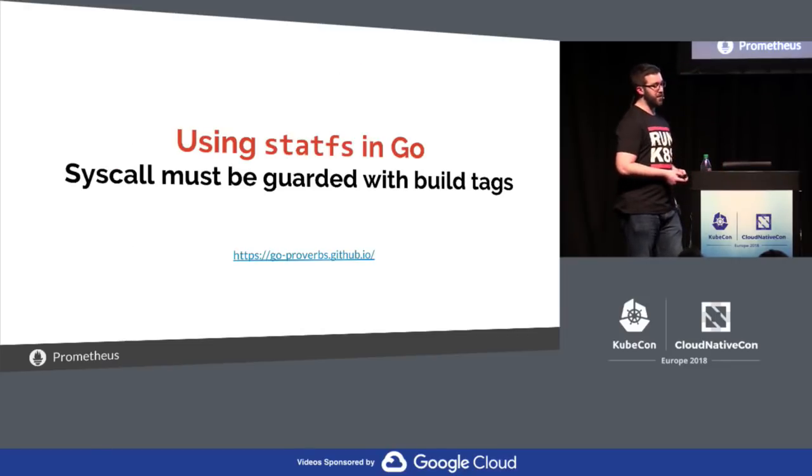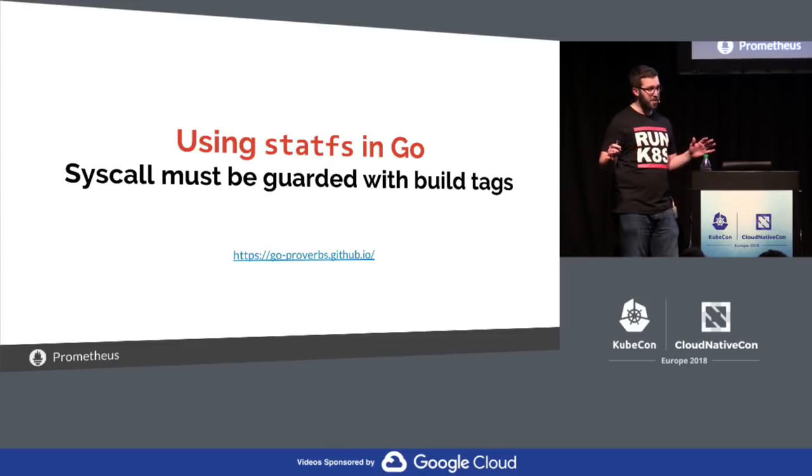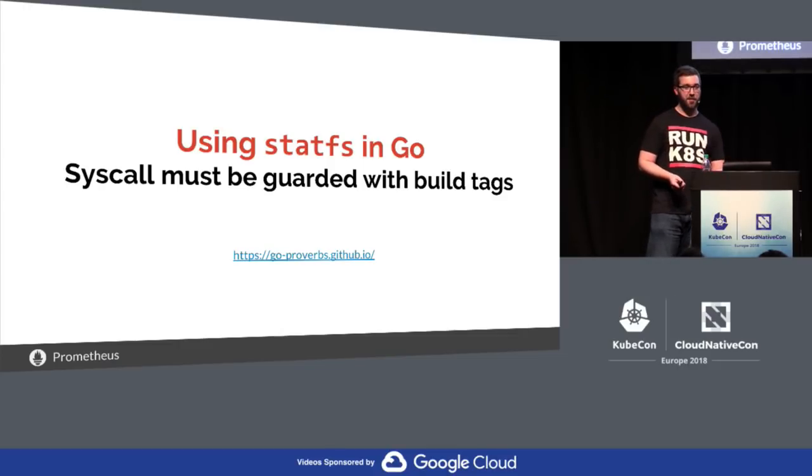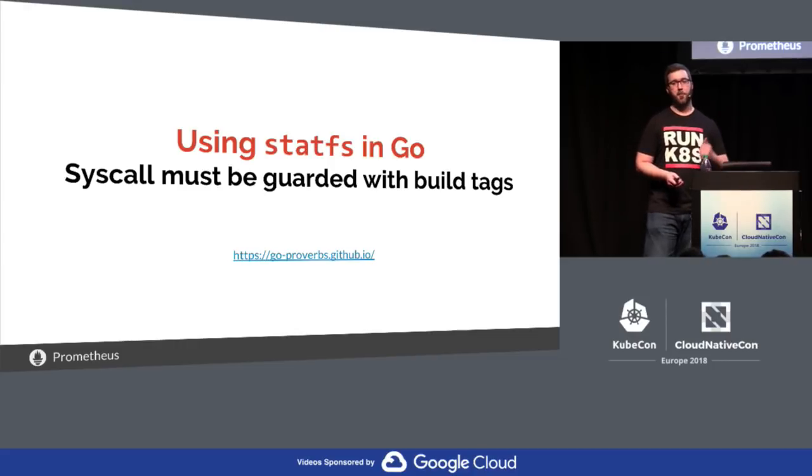So if you want to make use of system calls in Go, you must always guard them with build tags. Your code won't compile on other platforms if you're using system calls unless you're using build tags appropriately. And this is one of Rob Pike's Go proverbs.